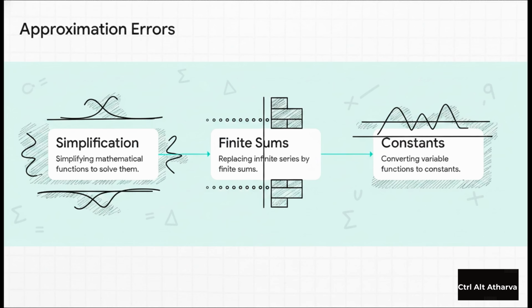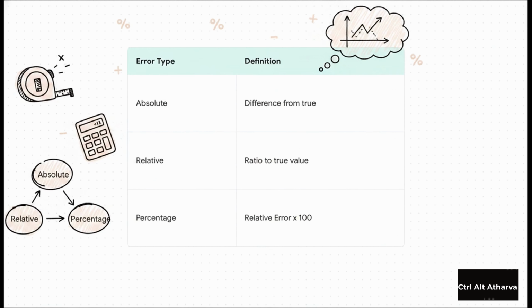It replaces infinitesimally small intervals with finite ones, and it converts wildly variable functions into flat constants just so it can process them. This forced simplification is the root cause of computational error. Because we know these errors exist, we absolutely have to measure them. Consider this your quick cheat sheet for your exams.